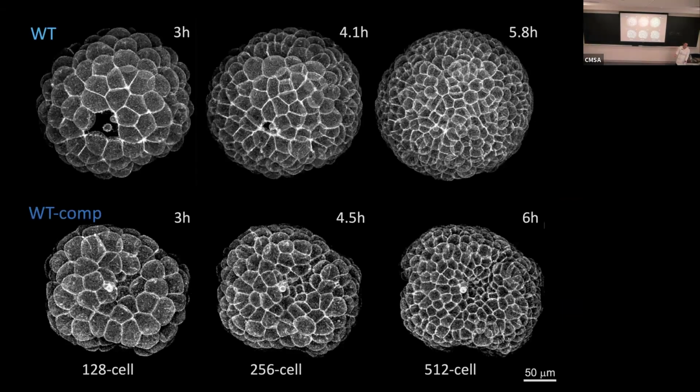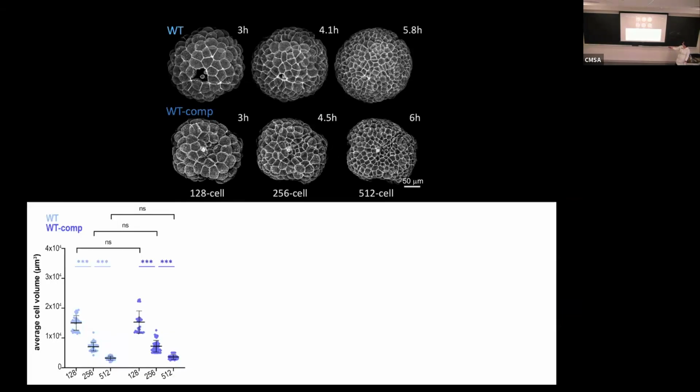And so we can do the same sort of movies and the same sort of quantification. And what happens is that these are your normal embryos and these are your compressed embryos. And as you can see, development occurs more or less at the same time. So the cell divisions keep going, development progresses.